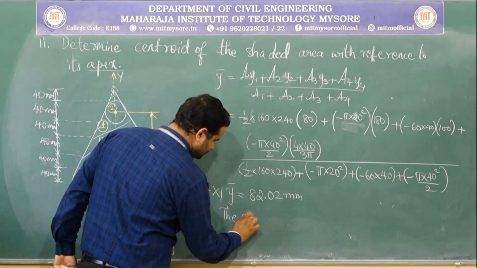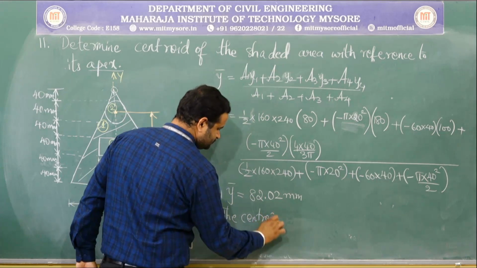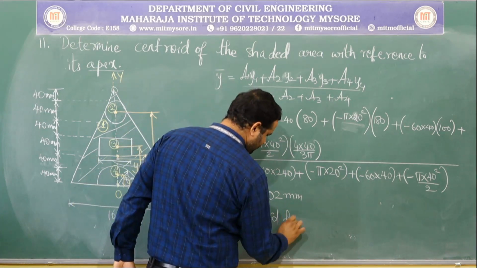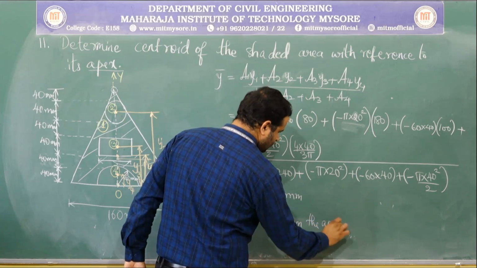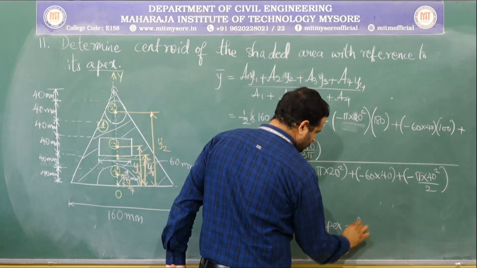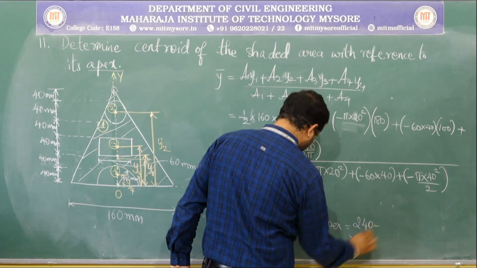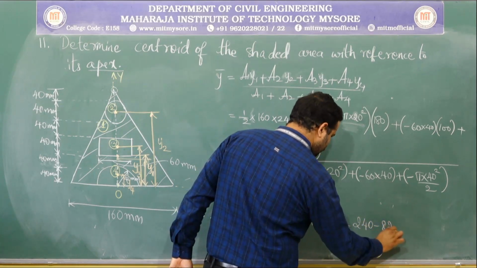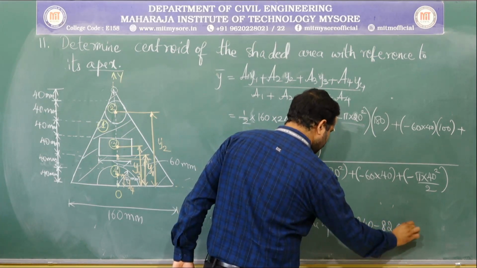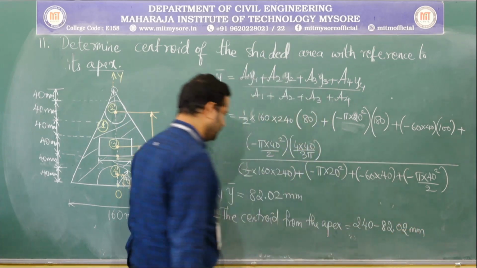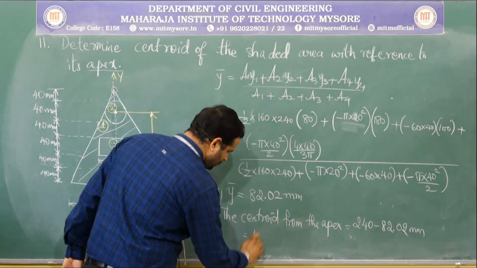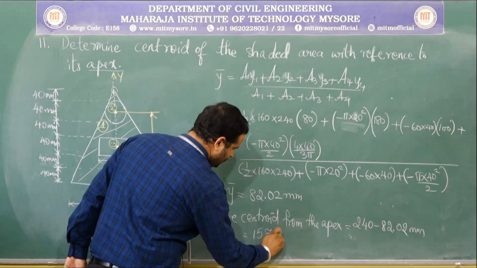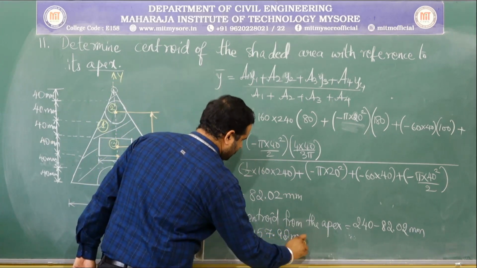therefore, the centroid from the apex is equal to 240 minus 82.02 mm. This is equal to 157.98 mm.